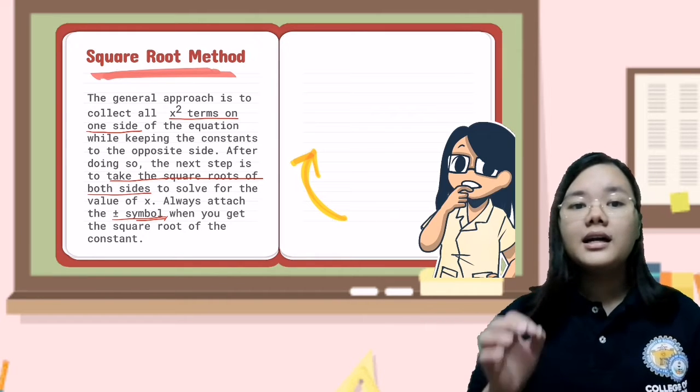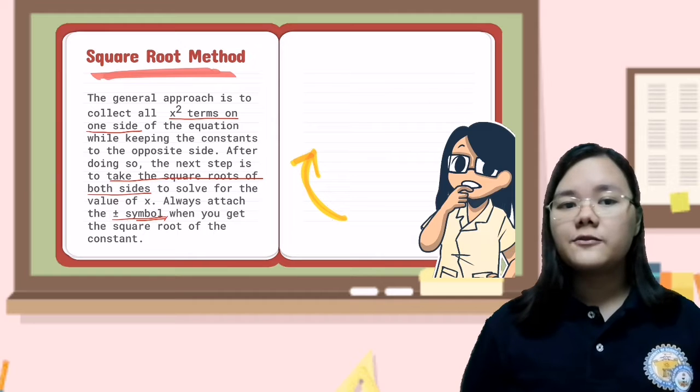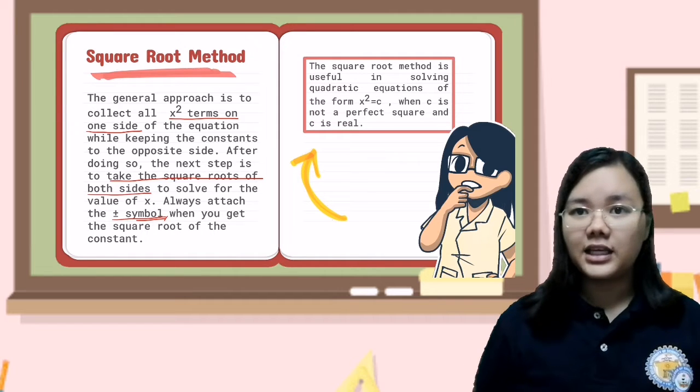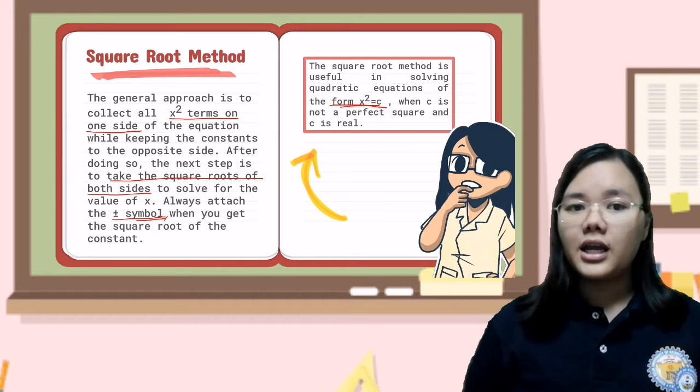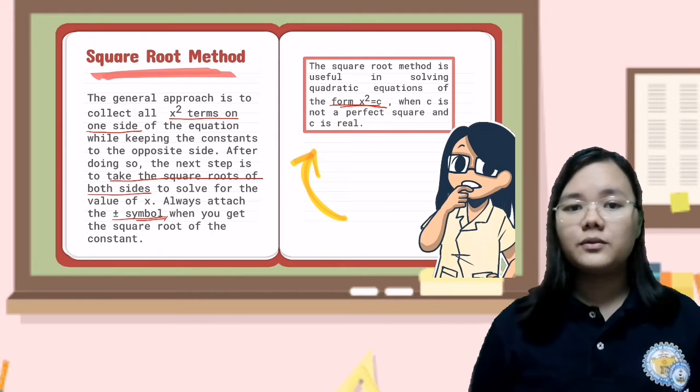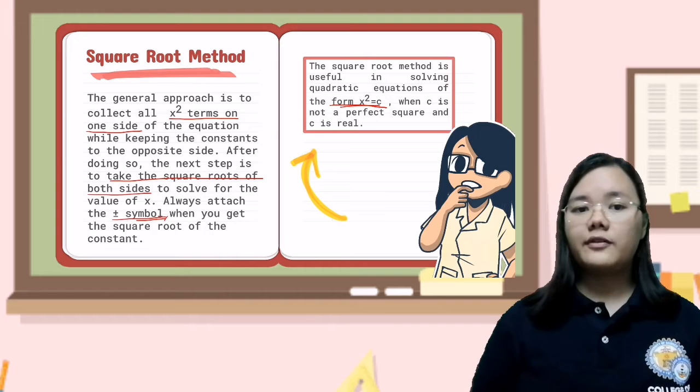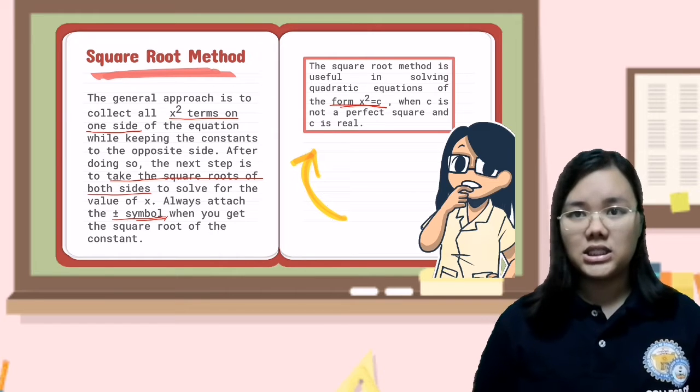And remember, the square root method is useful in solving quadratic equations of the form x squared equals c, and when c is not a perfect square and c is not real.